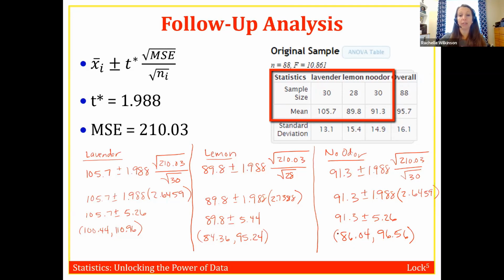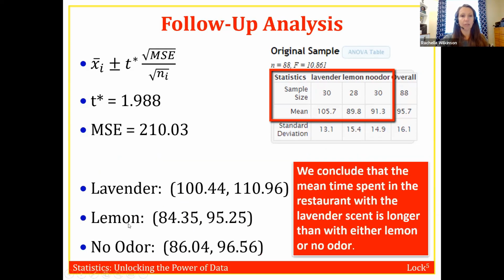So now I've got my 3 confidence intervals. Now I can start looking for overlap, no overlap, and be able to draw conclusions based on that. So here's my 3 intervals. All right, and let's look at lavender. Let's compare lavender and lemon.